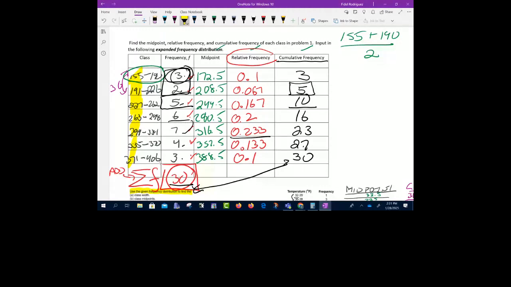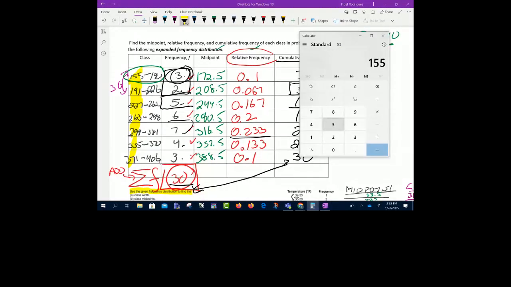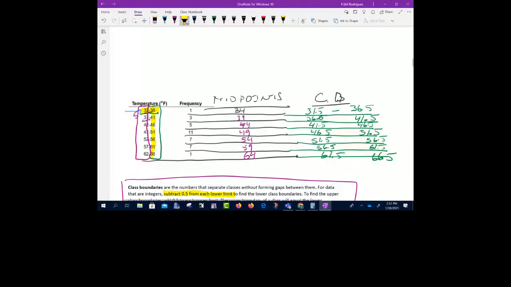The numbers on the left side are going to be our lower class boundaries. So y'all, if this number here is 155, what do you think the lower class boundary would be if we subtracted 0.5 from that number? Anybody know? Look, if we take our calculator, 155 minus 0.5 is 154.5. Remember, we're just thinking about it in terms of money. If I have $155 and I spend 50 cents, I now have $154.50.